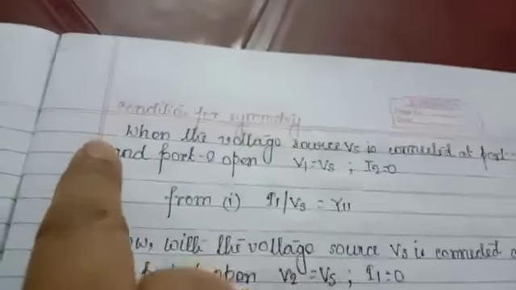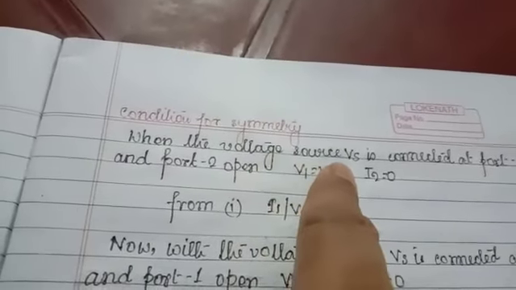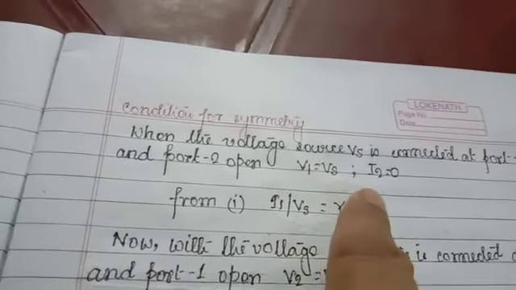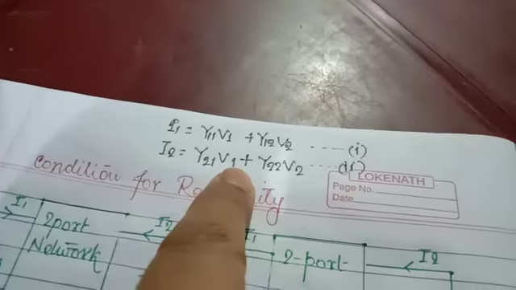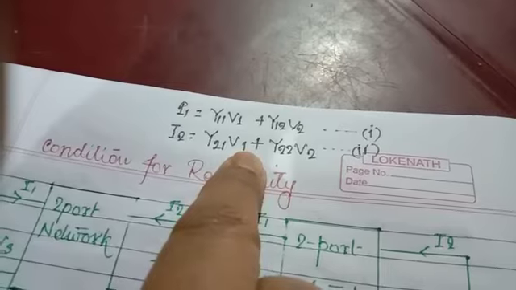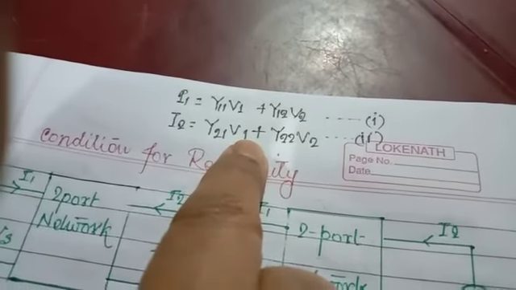And now the condition for symmetry. How did we arrive at the condition for symmetry in Z parameters? The voltage source will be connected at port 1 and port 2 will be open. So V1 equals Vs and I2 equals 0. Port 2 is open.